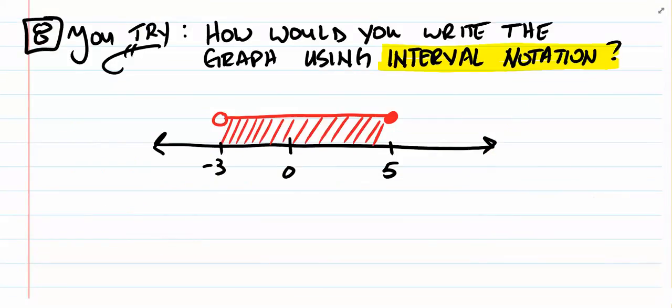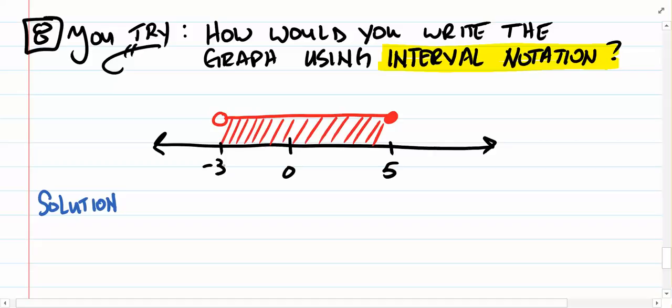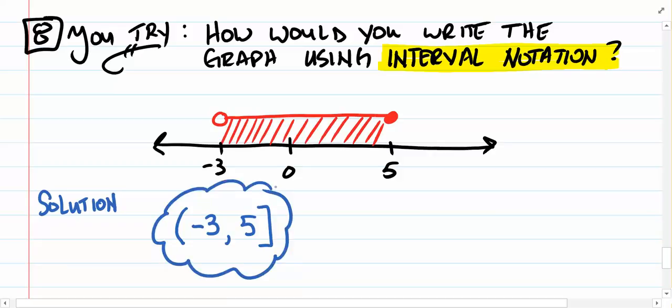Okay, here's a you try. I want you to write this graph using interval notation. Go ahead and try. Hopefully you got the right answer, but if not, here's how you would do it. Because the negative 3 is not shaded in, I'm going to use a parenthesis. Negative 3, comma, because the 5 is shaded in, I'm going to use a bracket. So this is the correct answer. Negative 3, comma 5, parenthesis on the left, bracket on the right. So the parenthesis matches the open dot, the bracket matches the closed dot.